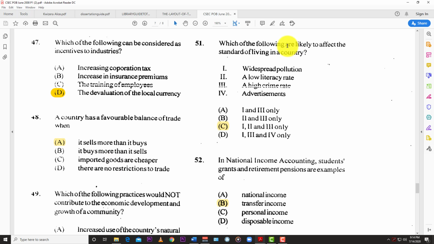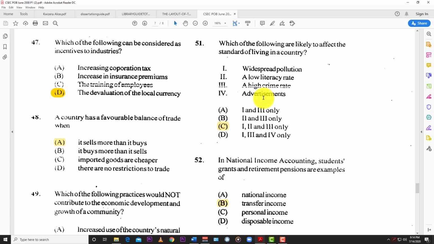51, which of the following are likely to affect the standard of living in a country? And so you have some options here: widespread pollution, a low literacy rate, a high crime rate, advertisement. Okay, so you know that widespread pollution would be 1, low literacy rate, a high crime rate. All these 3, 1, 2, and 3, which is C, would affect the standard of living. Advertisement, don't even know where to put that in.